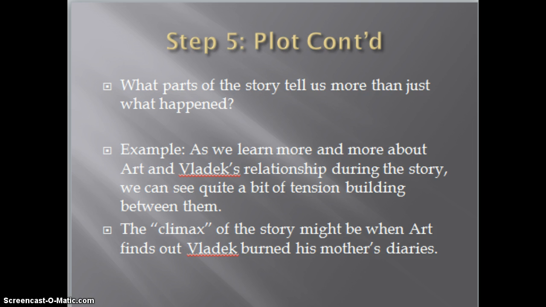So, what parts of the story tell us more than just what happened? Remember, that's the whole point of analysis. We take a look at parts of the story, like the plot or the characters and the setting, and we ask what's not directly stated about them. So, for example, like I just said, we learn more about Art and Vladek's relationship during the story, and the tension builds the entire time, and so the climax of the story is clearly when Art gets angry at Vladek, or at least that's one of the climaxes of the story. There could be others as well.